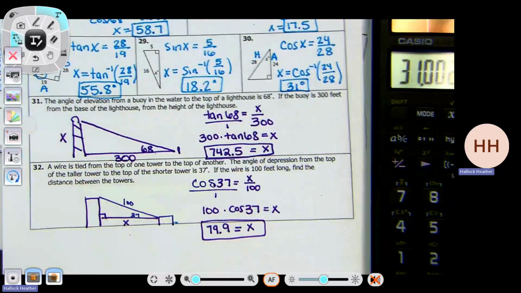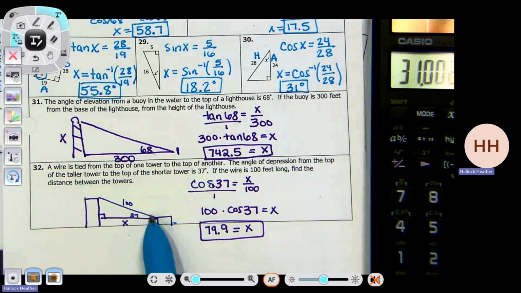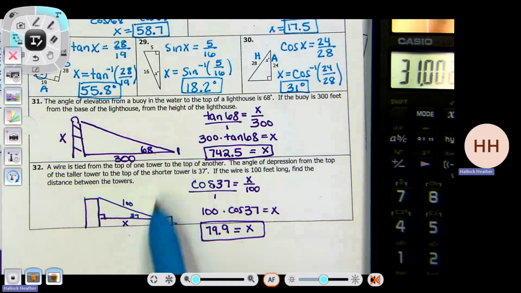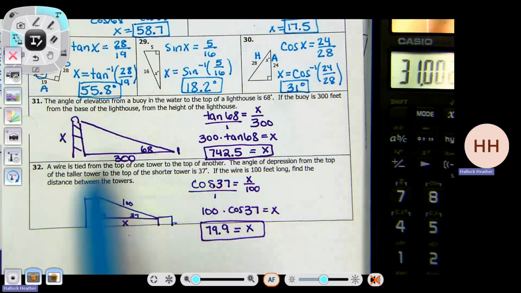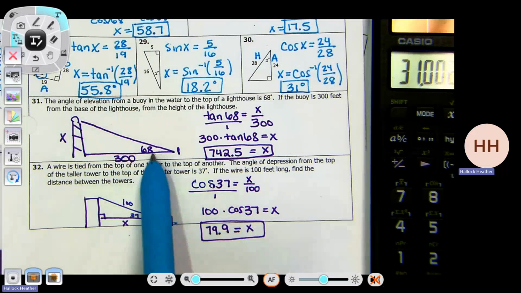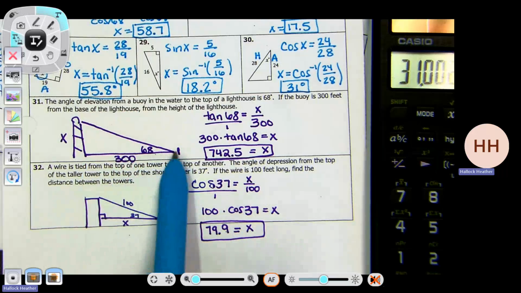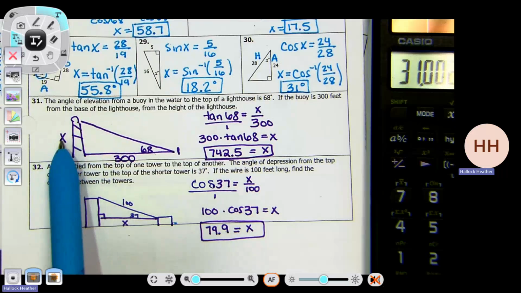Okay, the bottom two, I'm just going to show you and explain. These are just word problems. My angle of elevation or depression is always at the bottom of the picture every single time. So for the first one, I have a lighthouse. My buoy's in the water. It says the angle of elevation is going up. That's 68. The buoy is 300 feet from the base, which means bottom of the lighthouse. The height of the lighthouse is what I'm trying to find. So this is a tangent problem.